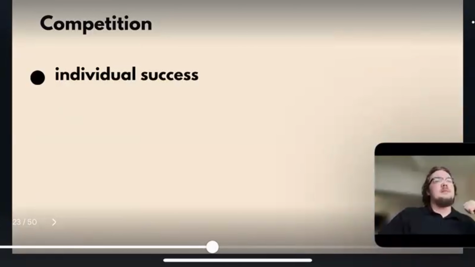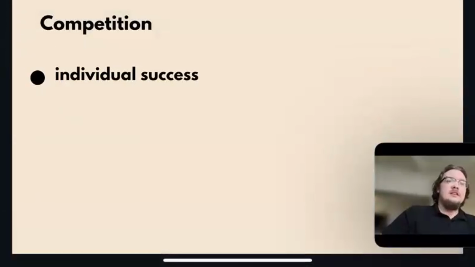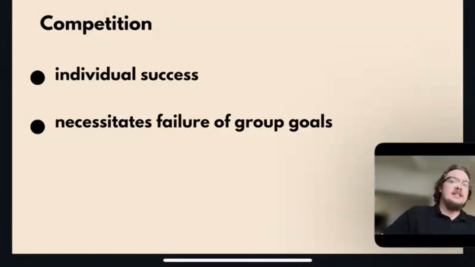So again, competition, we have individual success. Competition necessitates failure of group goals. So in a group setting, remember, one of our goals in group communication, especially small group communication, is common goals. And if we cannot get that common goal completed and successful, then it defeats the purpose of being in a group in the first place. You might as well have just done it yourself, right?